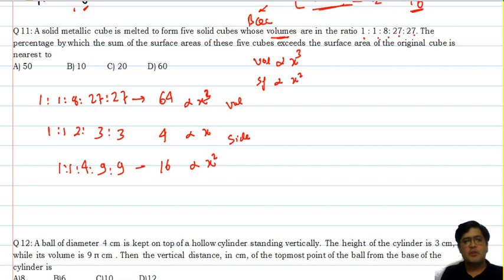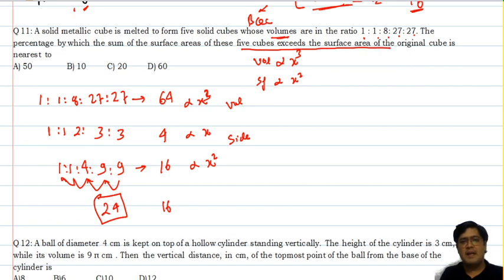So this is the proportionality of areas, which is 9 plus 9, 18, plus 4, 22, plus 2, 24. Surface area of the 5 combined is 24. Surface area of the original one is 16. The question was, the surface area of the 5 cubes combined exceeds the original one by how much? It exceeds the original one by 8, so 8 by 16 into 100 is a 50% increment. That was the question here.